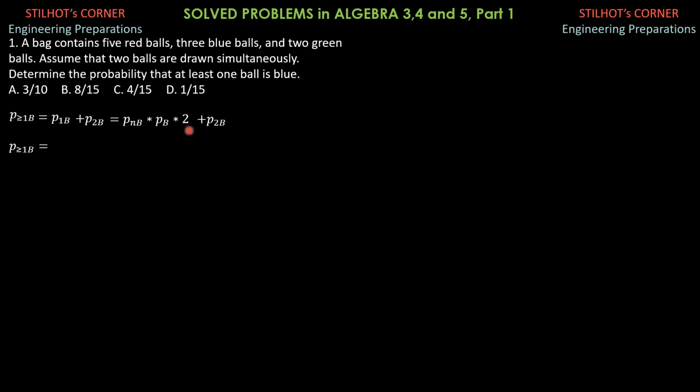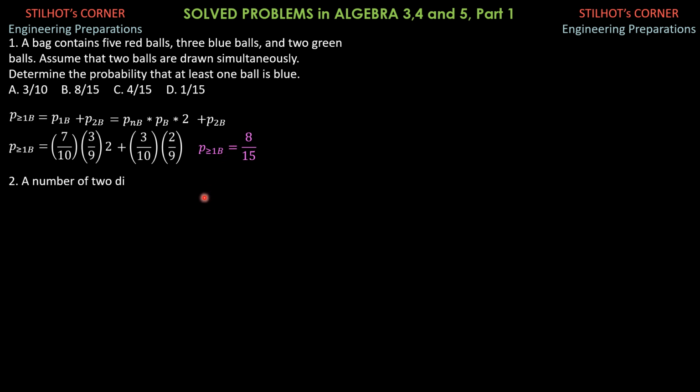So the probability that at least one ball is blue is equal to 7 over 10 times 3 over 9, then times 2. For the 2 blues, plus 3 over 10 times 2 over 9, since 2 blue balls are left out of 9. So computing the probability that at least one ball is blue from drawing 2 balls in this bag, it is 8 over 15.